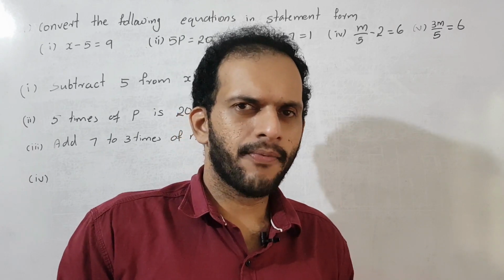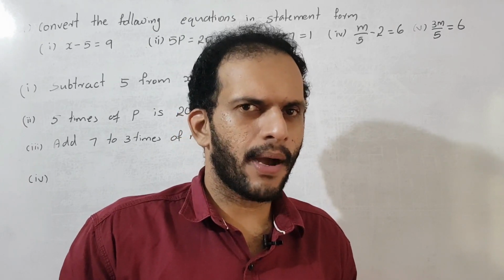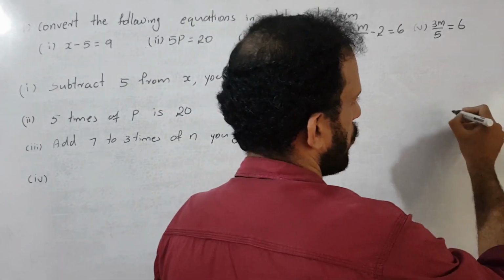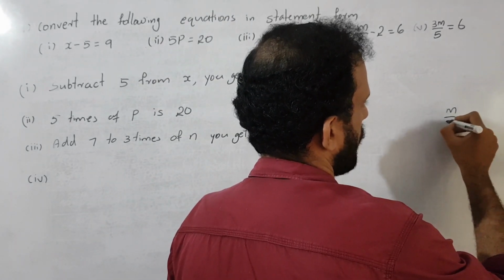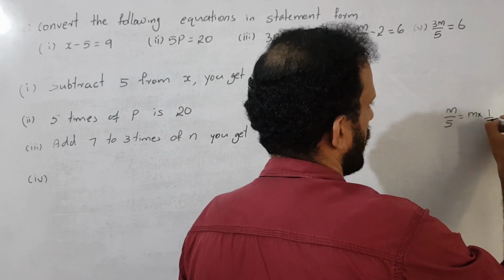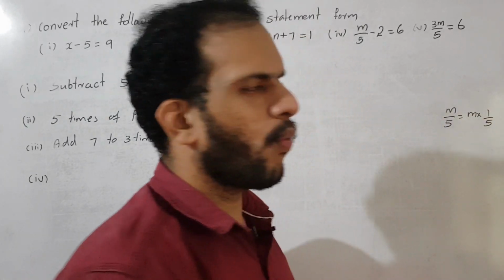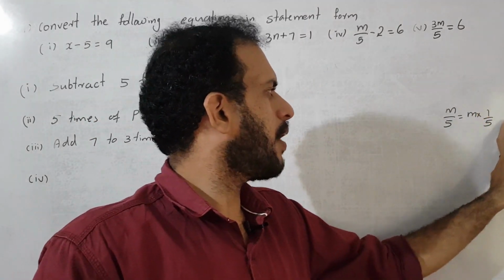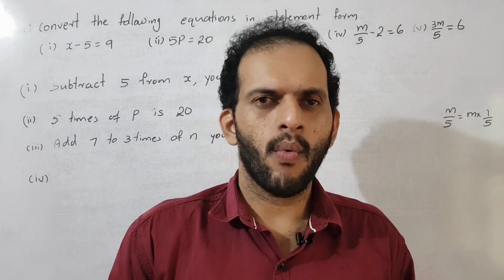The m by 5 means, how to write m by 5? The m by 5 is the same as m into 1 by 5. m into 1 by 5. Then how do we read 1 by 5? 1 by 5 is 1/5.